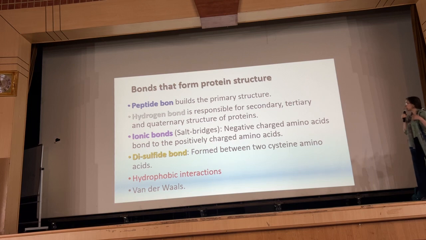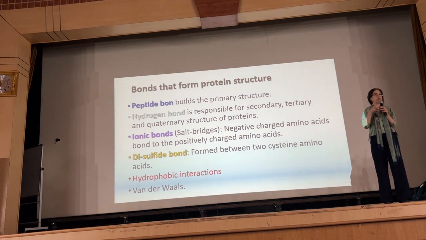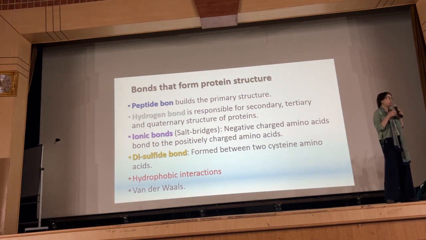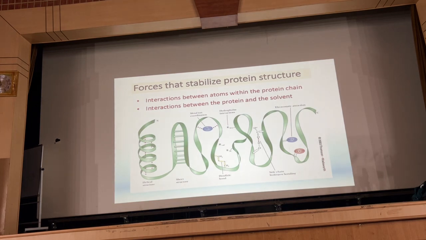Ionic bonds between negative and positive charge, these exist in tertiary structures, maybe some cases quaternary, but mostly tertiary. Disulfide bonds between two cysteine amino acids, and hydrophobic interactions. Hydrophobic interactions are interactions between hydrophobic or nonpolar amino acids, okay? Nonpolar amino acids in an aqueous solution try to hide themselves from the water environment, so they cluster together, and they have these hydrophobic interactions between them. And van der Waals, I explained last week. It exists in all atoms, all molecules.